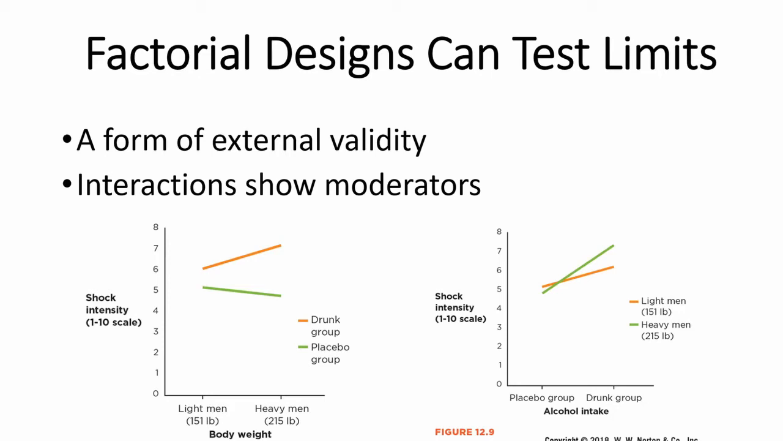So for example, using this layout that we have here, body weight moderates the effect of alcohol on aggression, or the effect of alcohol on aggression depends on the body weight of the participant. So that's more terminology that you can use to talk about these kinds of interactions.